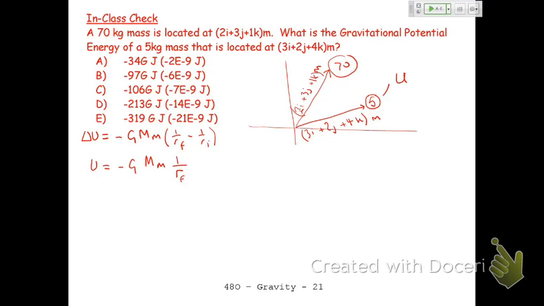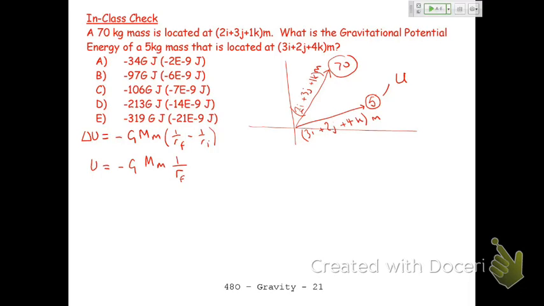But if it's asking for just the gravitational potential energy, are we just using the 1 over R then? That's what I've just written down. Yeah, it's 1 over R. Oh, okay. As I said, I tend to remember the first one, and I can always figure out the second one. Okay?